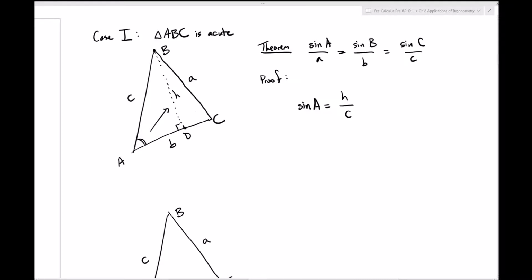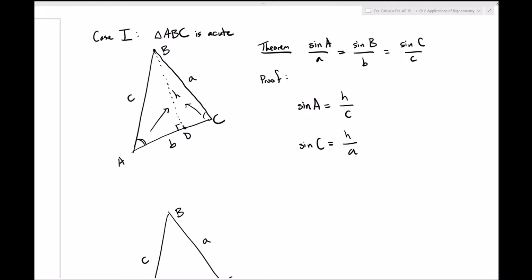What I can do, however, is calculate sine of C. So sine of C, I'm going to have to look at the other right triangle, triangle CBD. So that one, sine of C, is the opposite of C, which is H still, divided by A, because A is the hypotenuse of that other right triangle CBD.